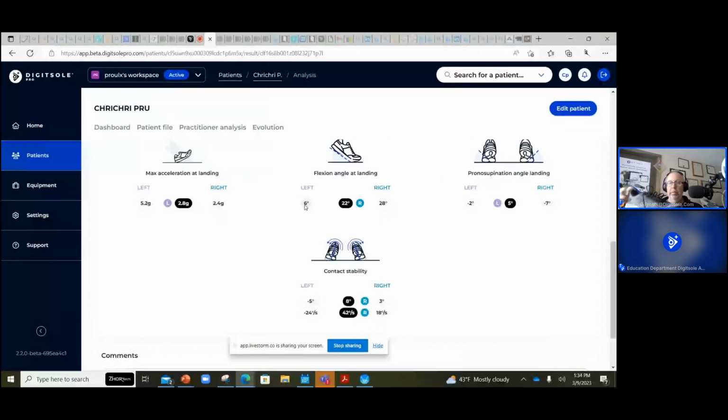So, for example, here's the position for the right foot when it landed. Here's the position for the left foot when it landed. It was almost in a neutral position. And you don't want to land like that. That's not a really good landing strategy. Okay. Pronation and supination at landing.